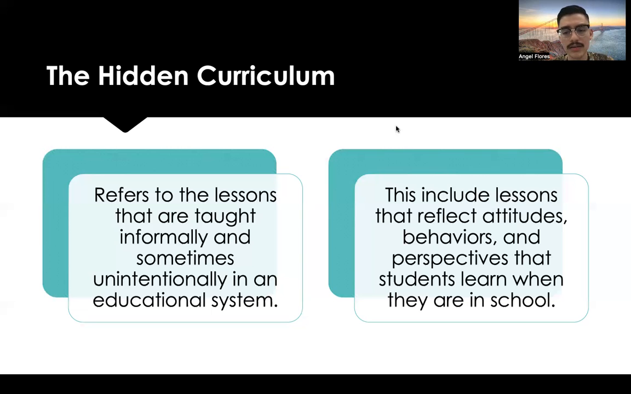These include lessons that reflect attitudes, behaviors, and perspectives that students learn when they are in school, in the classroom, in the cafeteria, when they participate in extracurricular activities that are sponsored by the school. There are many things that students learn socially that are not necessarily formally taught or directly taught through the scope and sequence or the adopted curriculum.